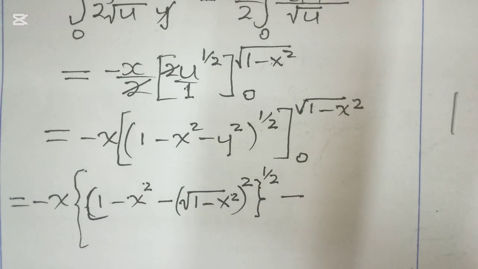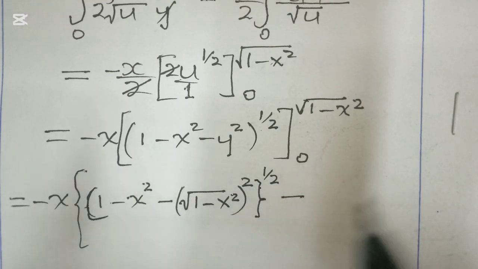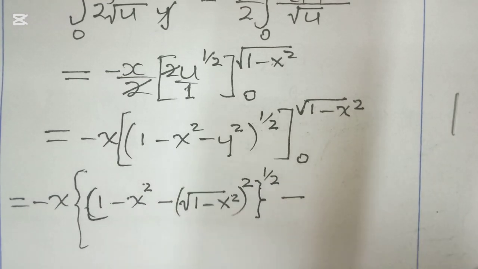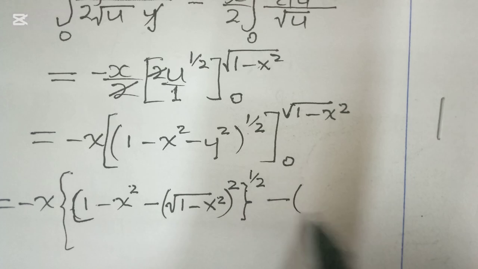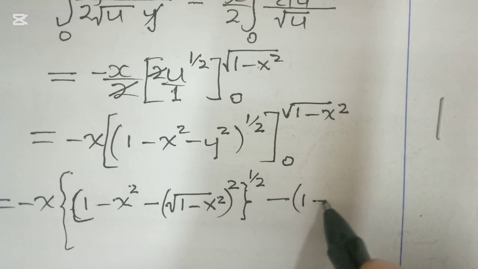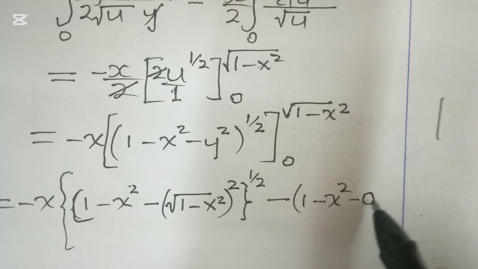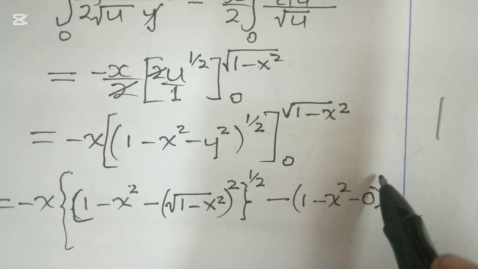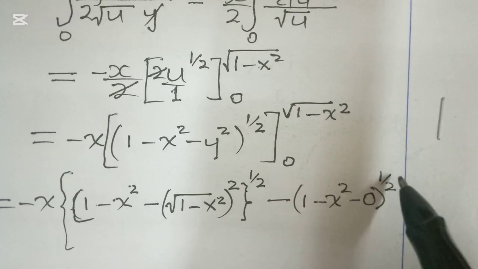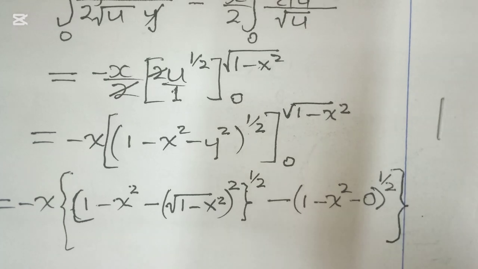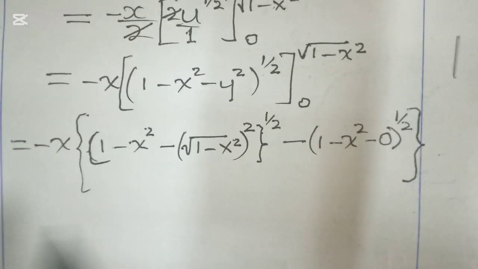Minus, now we substitute with the 0, you shall have 1 minus x squared minus 0. This one is now raised to a half, like that. So guys, this is what we are going to have, and we continue from there.